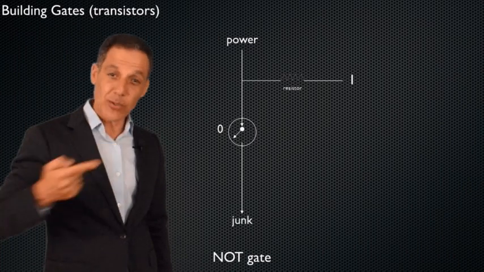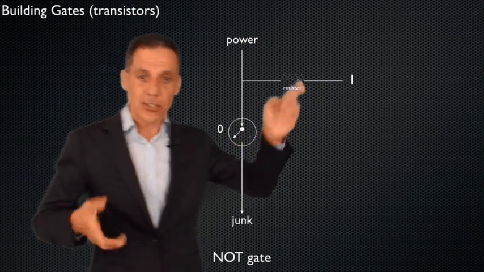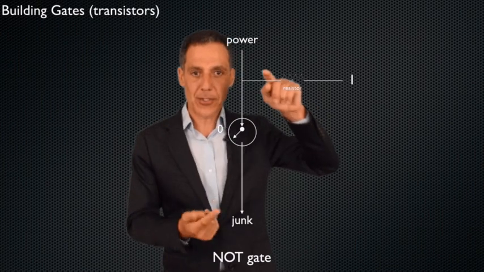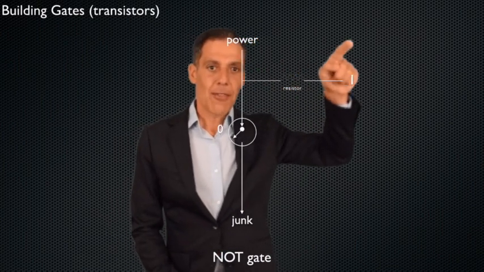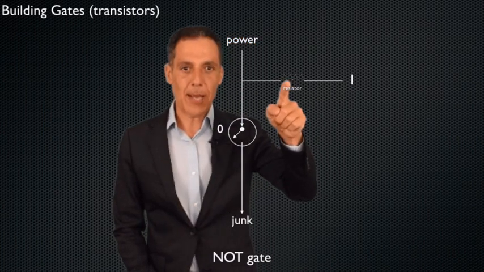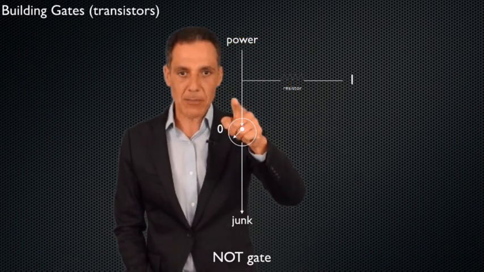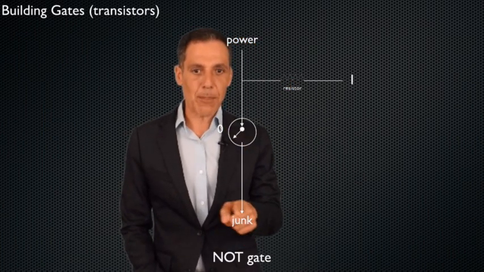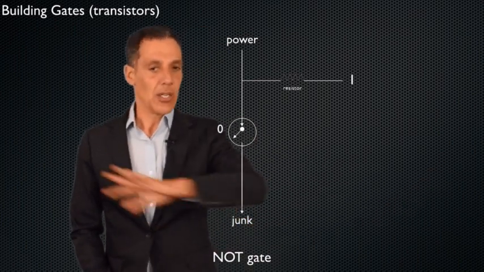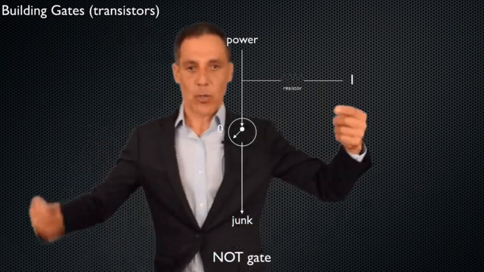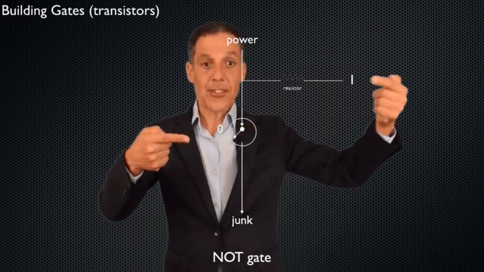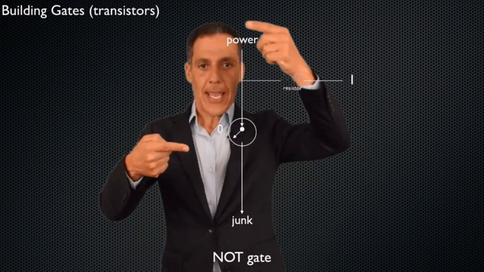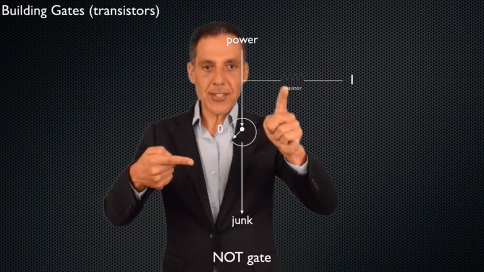A NOT gate only has one input and one output. So let me orient you here. This is a little bit of a different picture. Power comes down. This is the output right here. I'll describe this resistor to you in a second. So power comes down, and this is where our output has been, and now it's junk. We're simply going to ignore it. So I'm going to wire up the input here. I can control that transistor door. This is going to be my output. And of course, this is still the power. And this is a resistor.